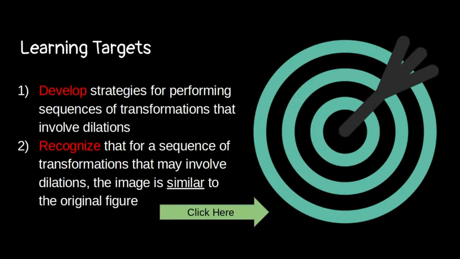And we are also going to recognize that for a sequence of transformations that may involve dilations, the image is similar to the original figure. Remember, similar means that they have congruent angles, but that their side lengths may be smaller or larger depending on the scale factor.